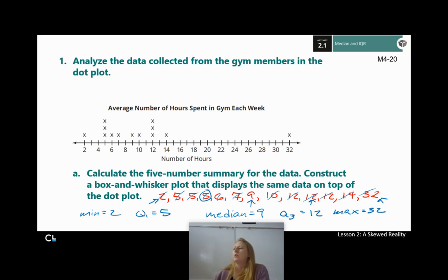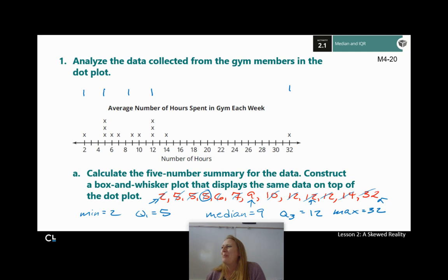Let's do this box and whisker plot. We do vertical lines at every single one of these. So up above, I'm going to do a vertical line at 2, a vertical line at 5, a vertical line at 9, a vertical line at 12, and a vertical line at 32. It's way out there.